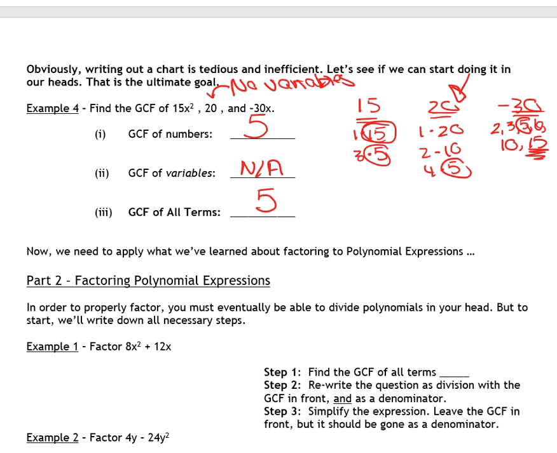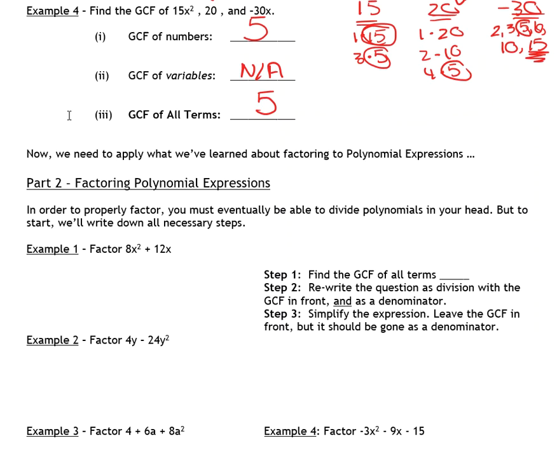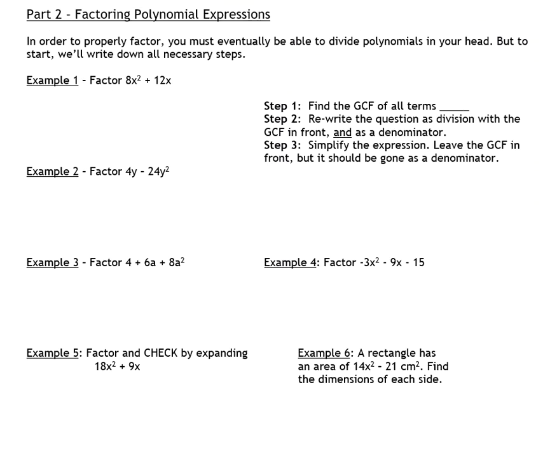Now we need to apply what we've learned about factoring to polynomial expressions. Part 2, factoring polynomial expressions. In order to properly factor, you must eventually be able to divide polynomials in your head, as I've said. But to start, we're going to write down all necessary steps. So example 1 says factor 8x squared plus 12x. That's what we have to factor.